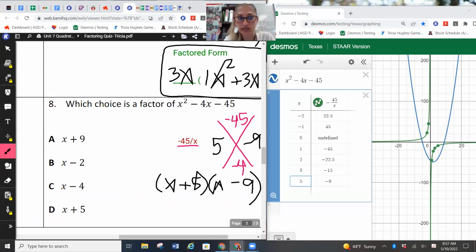So if you look at your choices, A can't be right because A says plus 9. B and C definitely aren't right. So the answer is D because I matched it with that.